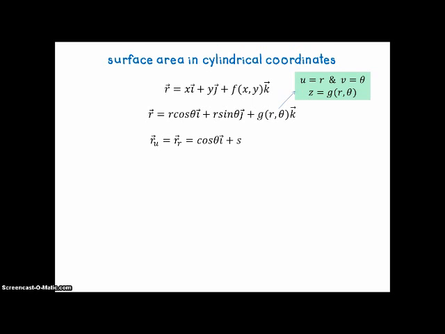R sub u is r sub r, and if we take those partial derivatives individually, we treat r as the variable, and so cosine theta is just a constant times r, and then sine theta is a constant times r, and then the last one will be g sub r, or in Leibniz notation we have this symbol.